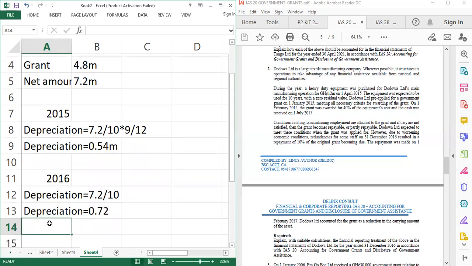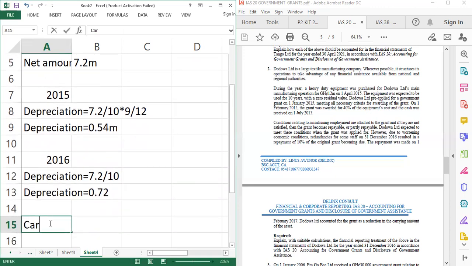0.72. So at the date of this one, what will be the carrying value of the asset? It will be 7.2, 6.48. Okay. But they say the grant becomes repayable. What portion of the grant are they paying? 10%. They say 10% of the original grant become due on 31 December 2016, resulted in a repayment of 10% of the original grant.